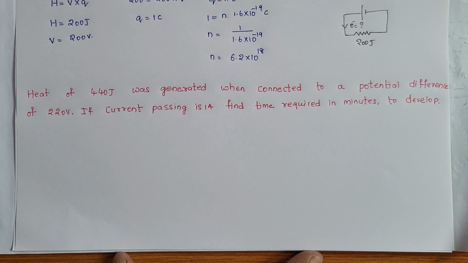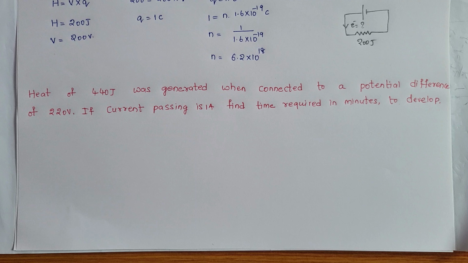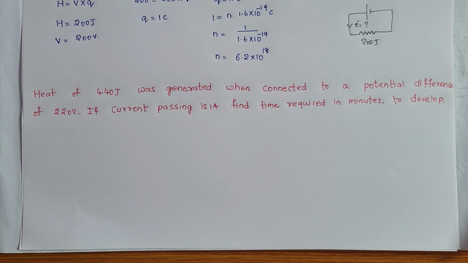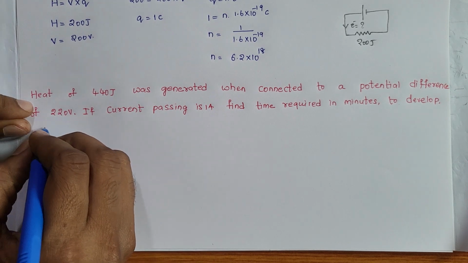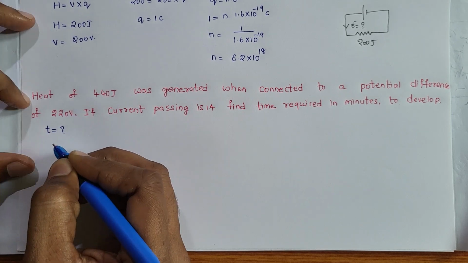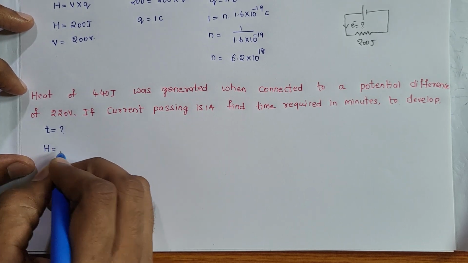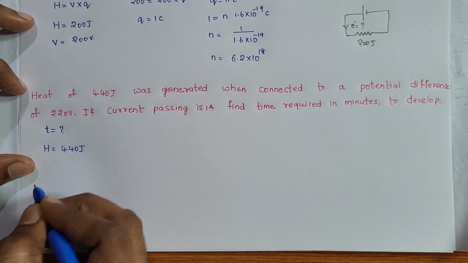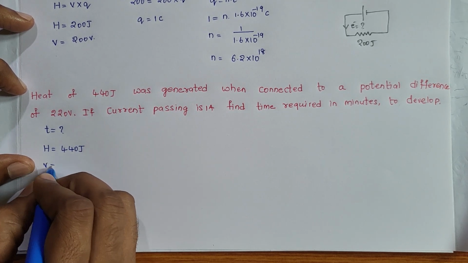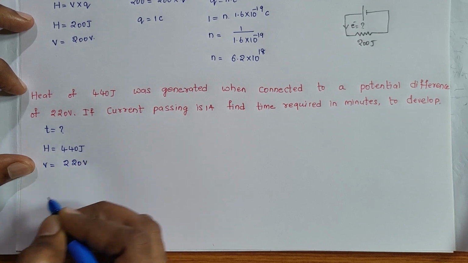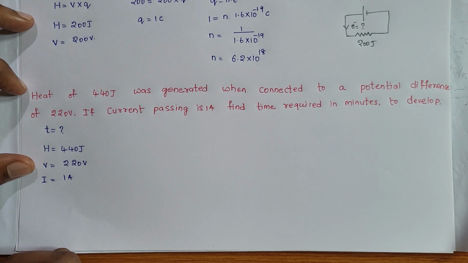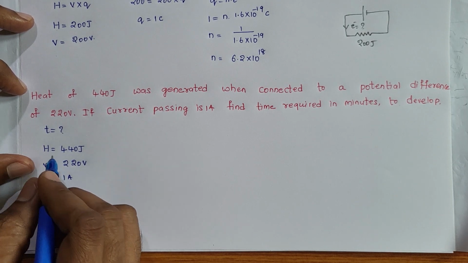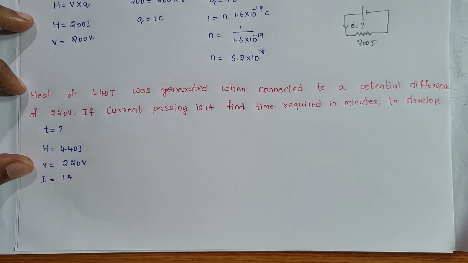Heat of 440 joules was generated when connected to a potential difference of 220 volts. If the current passing is 1 ampere, find the time required in minutes. Means we have to find out the time required. How much heat is generated? Heat is equal to 440 joules. Potential difference is 220 volts. And they also gave the current. Current passing is 1 ampere. So we have to find out the time. That time we have to convert into minutes.